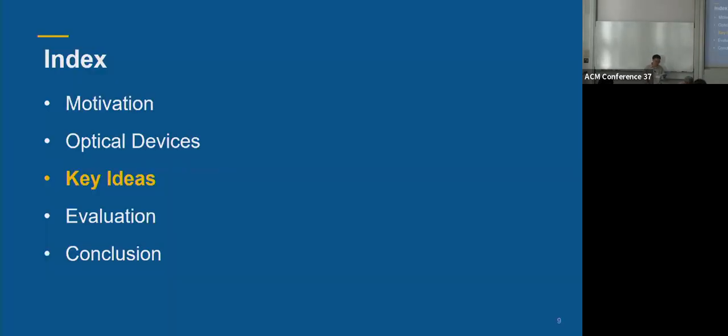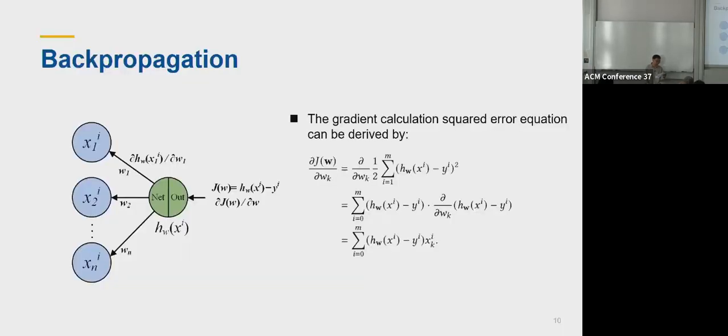Let's move to our key ideas. Backpropagation is a common method used for training neural networks. It involves computing the gradient of the loss function with respect to the network's parameters to adjust the weights, enabling the network to learn how to perform specific tasks.